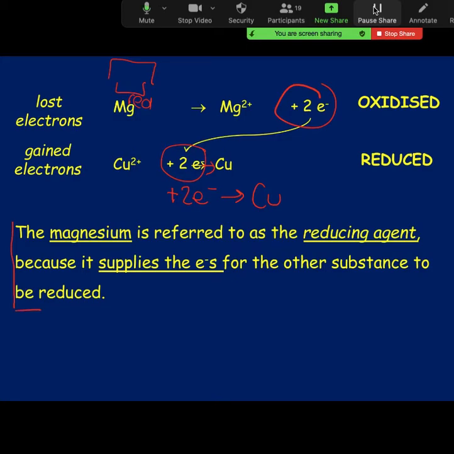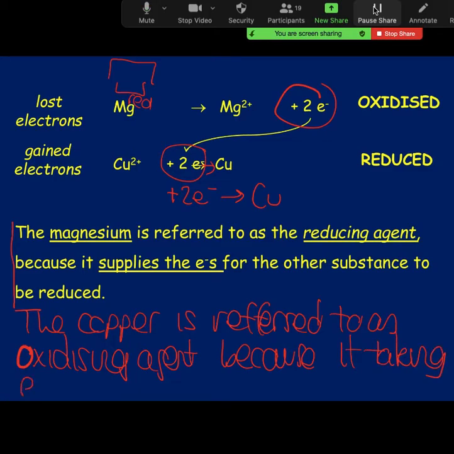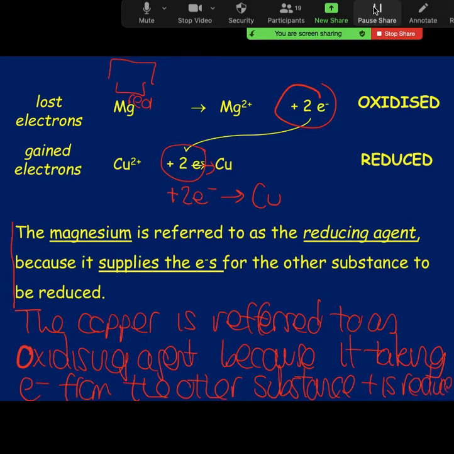So the flip side is that the copper is referred to as your oxidizing agent, and I spelled that wrong, apologies. It's referred to as your oxidizing agent. Because it's taking the electrons from the other substance and is itself reduced. So the thing that is oxidized is the reducing agent, and the thing that is reduced is the oxidizing agent.